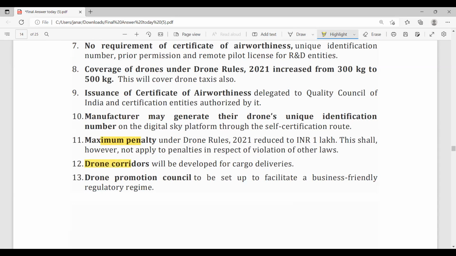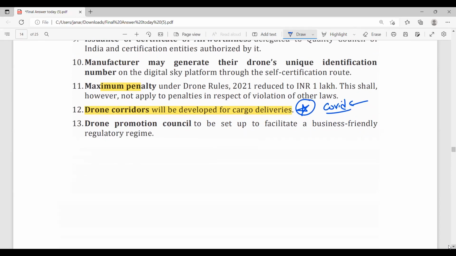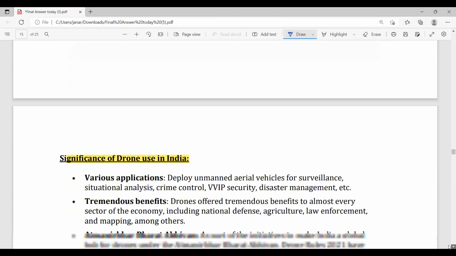Drone corridors will be provided for cargo deliveries. Very interesting. Drone corridors for delivery, especially in COVID times, some states tried this, delivering vaccines and medicines through drones. Drone Promotion Council, okay, business-friendly regime, all these things.